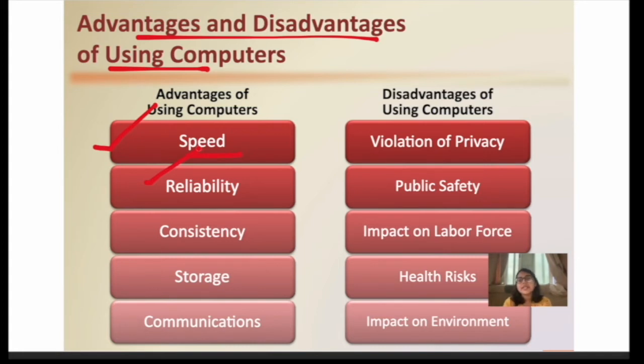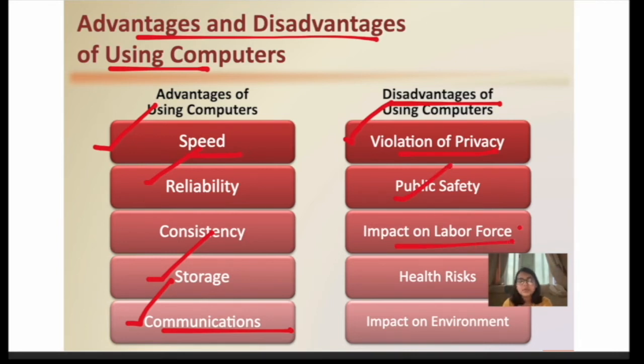Violation of privacy. There can be a chance of losing our privacy, students, and it is actually less public safety also, and impact on labor force. So you have to explain this point, why this is an impact on labor force. Because we can say that it is actually a robot. A computer is actually working as a robot, and it is replacing our work also. So they are doing our task. It can be an impact on labor force.